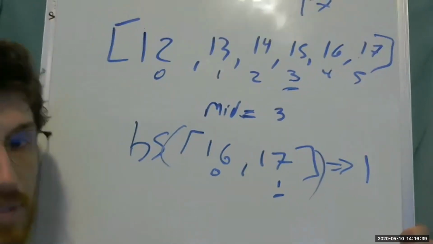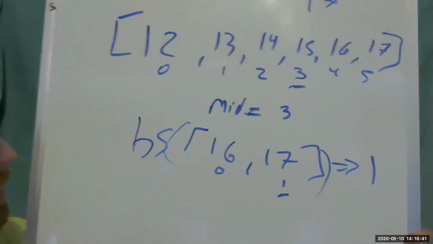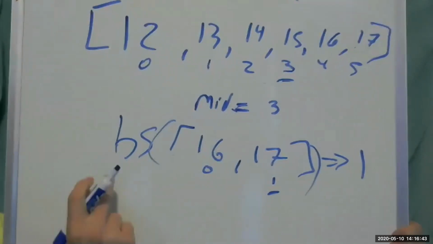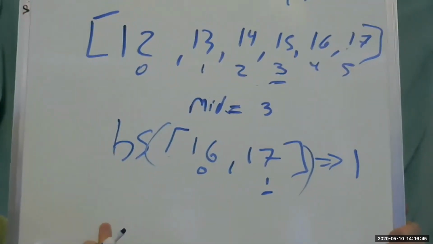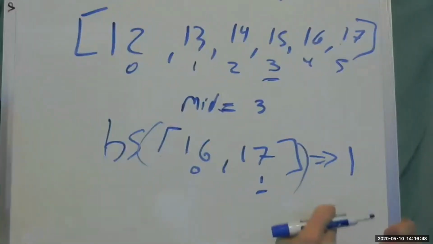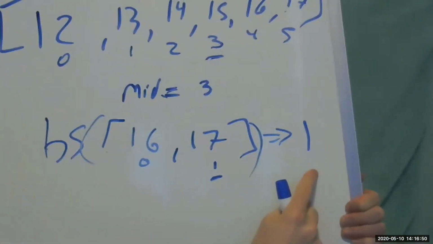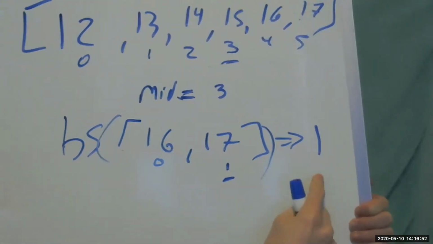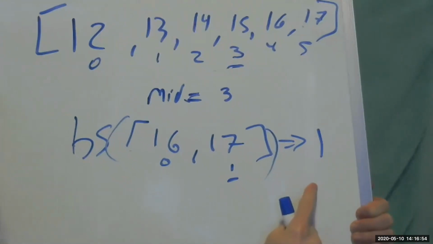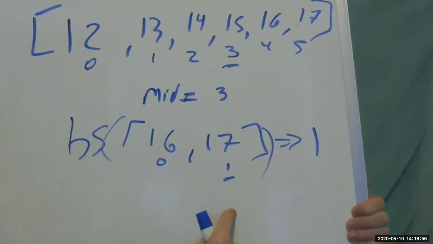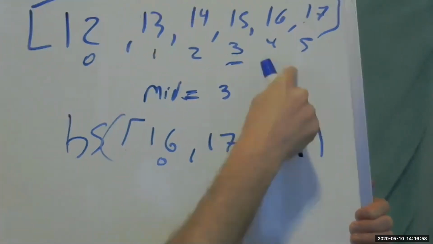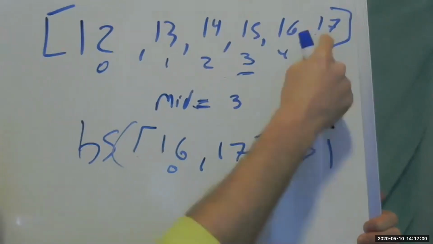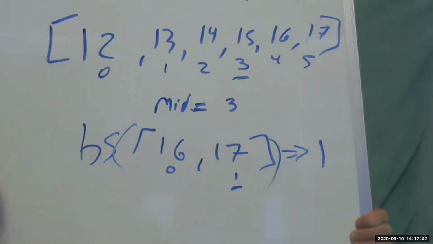Okay, so in our left side, we were able to just return whatever we got back from B search. But we can't do that on the right side because we're returning the number 1. But 17 isn't the number 1 index. It is for this miniature array we sent back, but it's not for the real array, right? 17 is index 5.